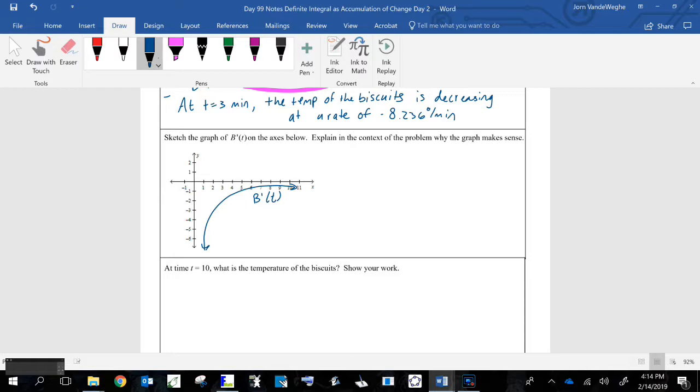So, why does the graph make sense? Because the temperature of the biscuits is gradually going to acclimate to the temperature of the room. In other words, the rate itself, and we're looking at the rate, is increasing. All these tangent lines are positive at a decreasing rate.